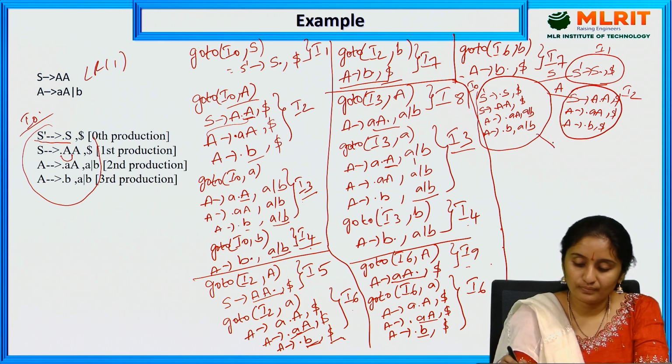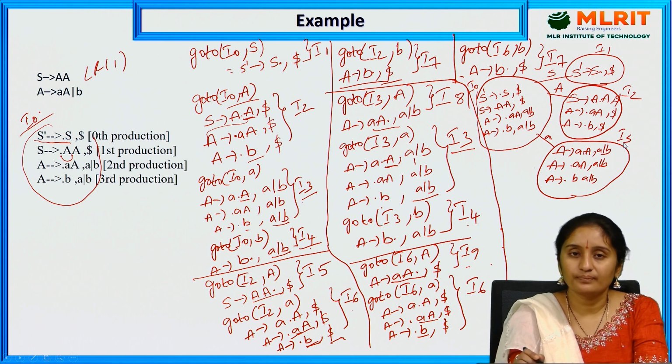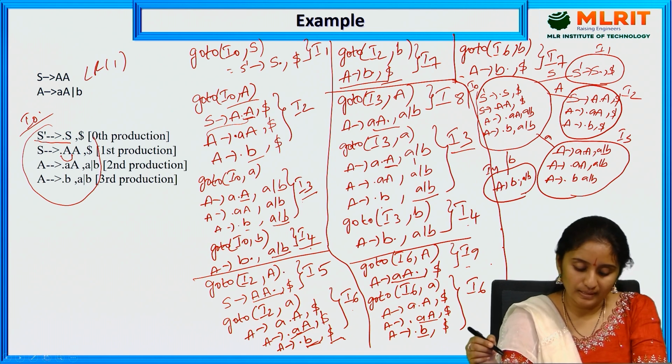I2. Small a tends to A dot A by B, A tends to dot A by B, A tends to dot B, A by B. This is I3 state. This is I4, that is nothing but B. A tends to B dot comma A by B. This is I4 state.